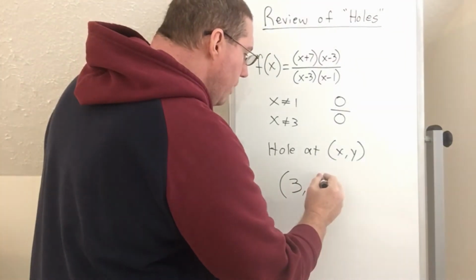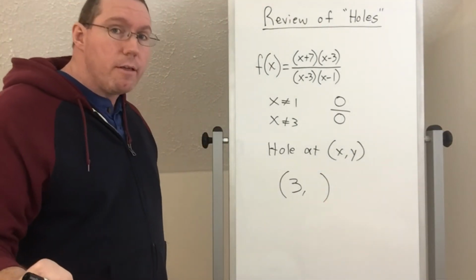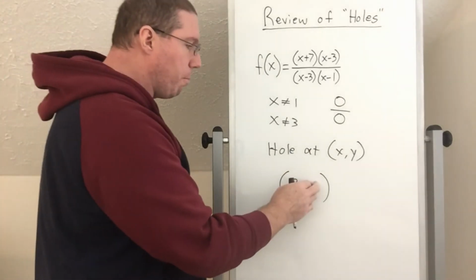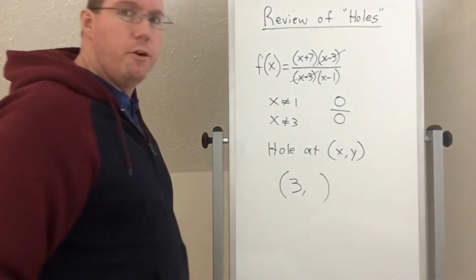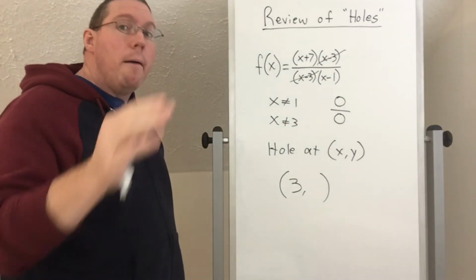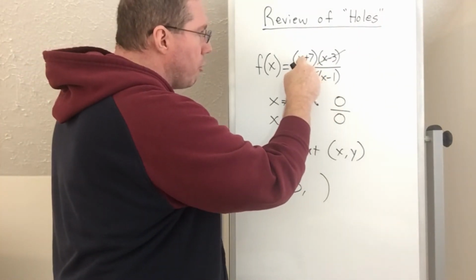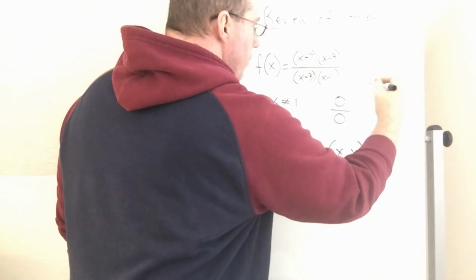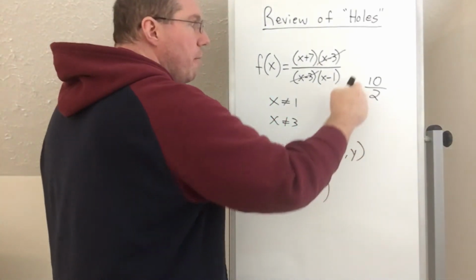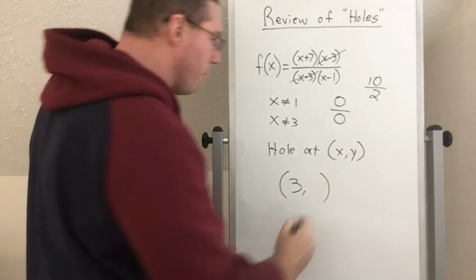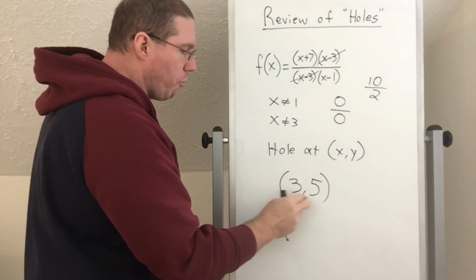So now we need to find out, what is the y coordinate of that hole? Well, I taught you in pre-calculus that all you have to do to find the y value of the hole is cancel out the x minus 3 in the numerator and the denominator, and now plug that 3 in here and in here. If we plug in the 3 here, we get 3 plus 7, that's 10. And then plug the 3 in here, 3 minus 1, that's 2. And so the y coordinate is going to be 10 over 2. 10 divided by 2 is 5, and therefore this function has a hole at the coordinates (3, 5).